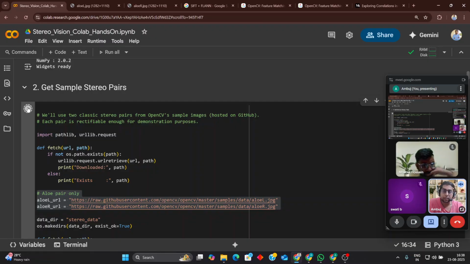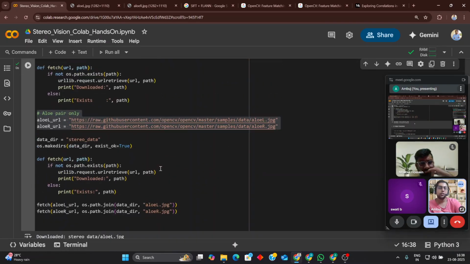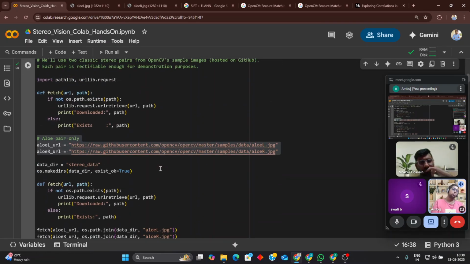I will run it, and some sample stereo pairs are fetched. Nothing new. You can go through multiple GitHub repos. They have all the stereo pairs, well built in for you.